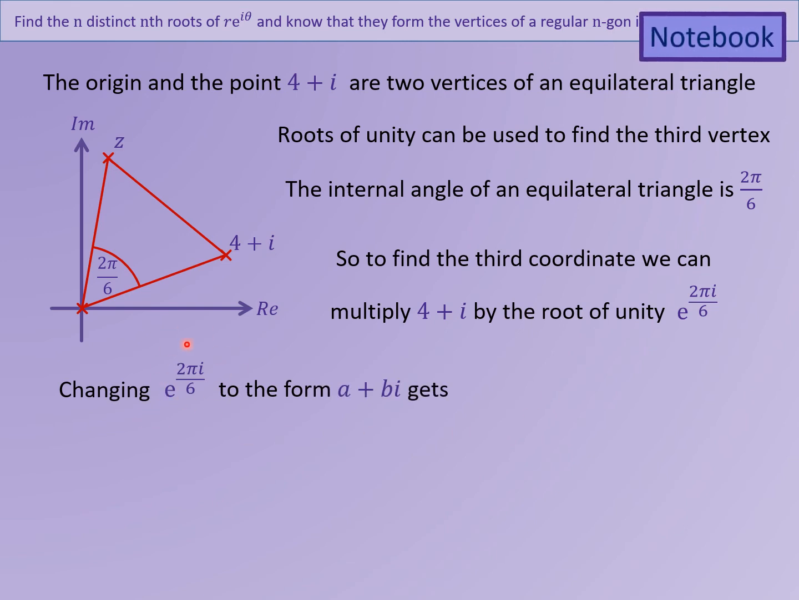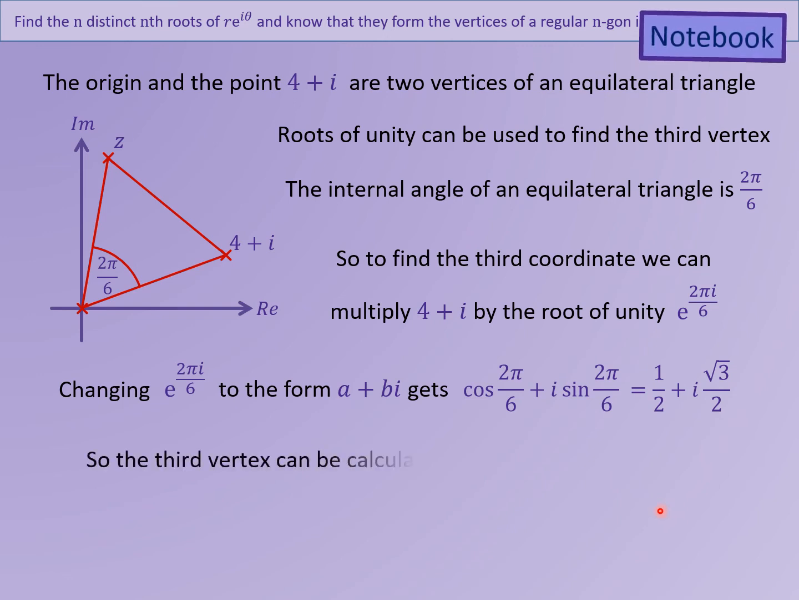The first thing I'm going to do is change that into this form, because then I can multiply them nicely. So I get cos 2 pi over 6 plus i sine 2 pi over 6, and I'm going to multiply it by 4 plus i. So there we go, that's simplified that bit out. So the third vertex is going to be e to the 2 pi over 6 times 4 plus i.